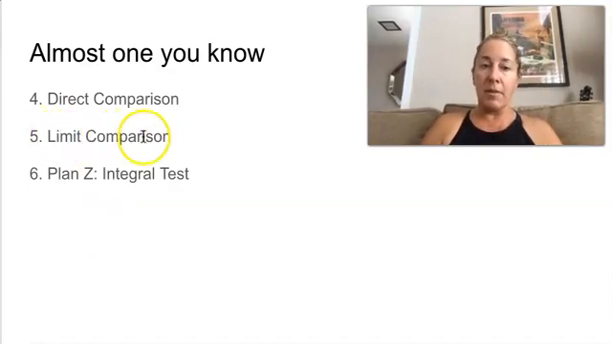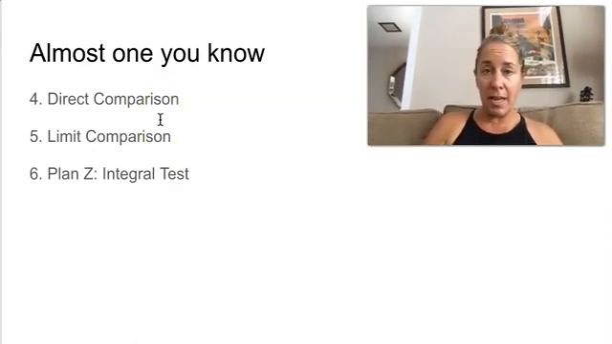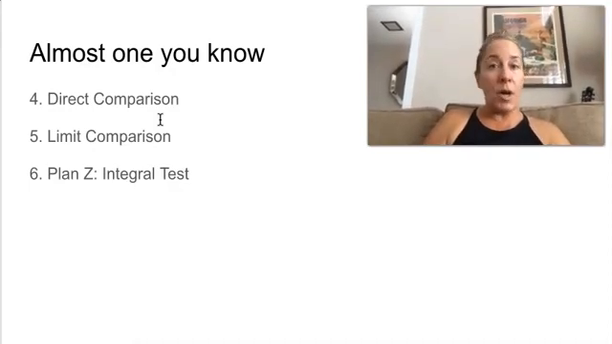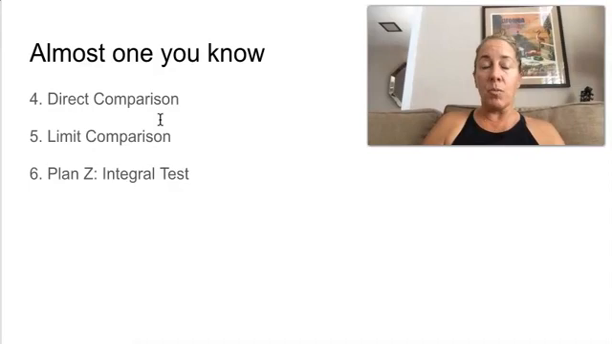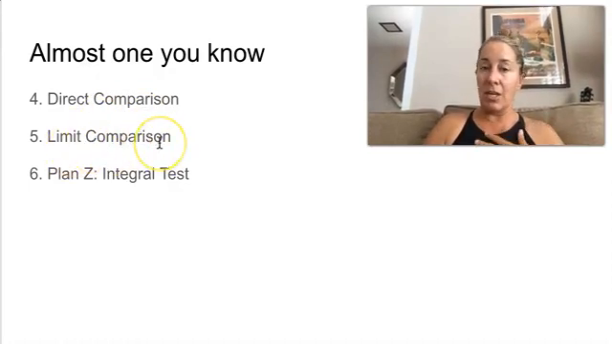A great example of these is if I'm looking at direct comparison, I know that the sum of 1 over n diverges. So I also know that the sum of 3 over n diverges because 3 over n is always bigger than 1 over n. It's bigger than something that diverges. But if I'm looking at something like 1 over 2n, then I'm smaller than something that diverges, which doesn't help me. And then I have to go here to that limit comparison test. And then, wah wah, plan Z.